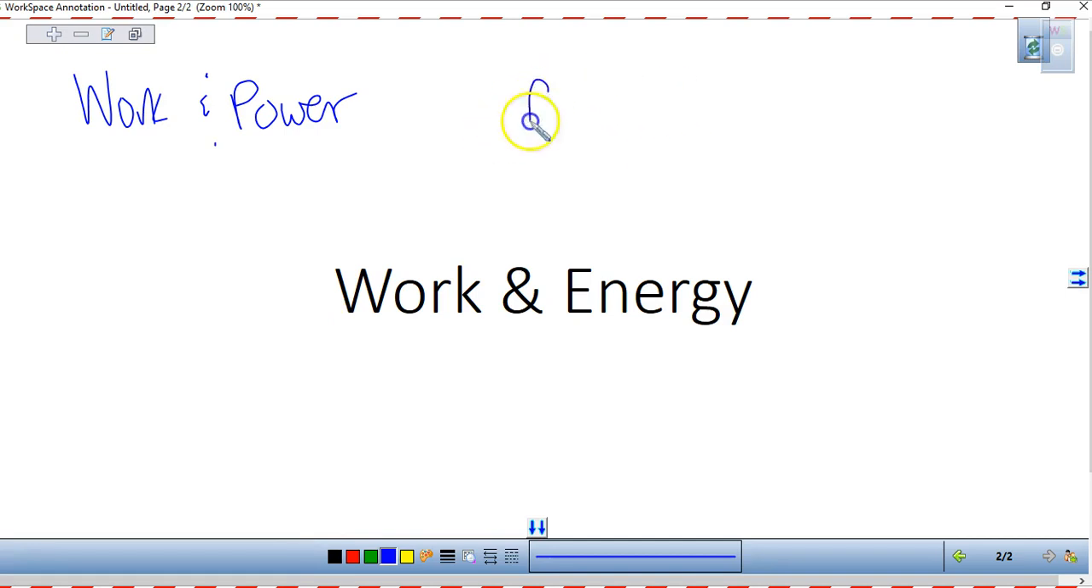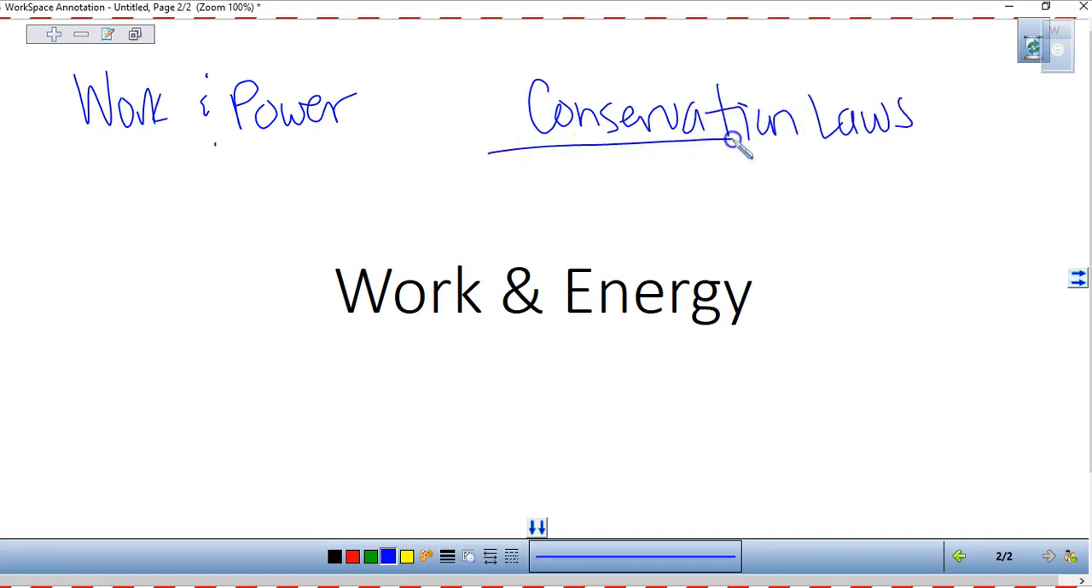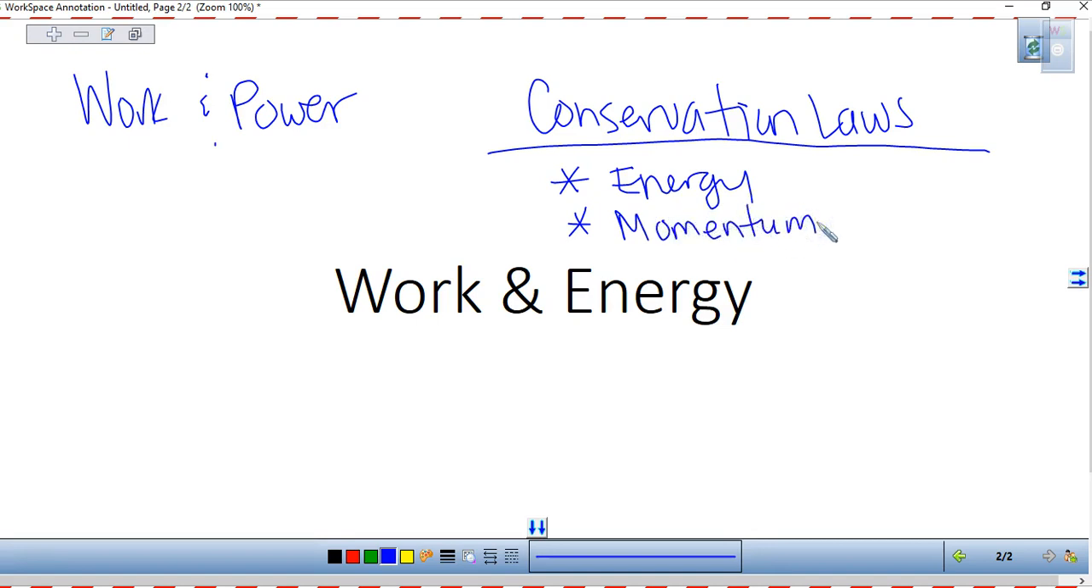Now, the unit is actually under conservation laws. And the reason it's under conservation laws is because in physics, there are several conservation laws. There's conservation of mass, conservation of charge, and then there are two other laws, conservation of energy, and then conservation of momentum. Now, obviously, we haven't dived into some of these, but we're going to go into conservation of energy. And if you think about what conservation means, it's essentially conserving a value.